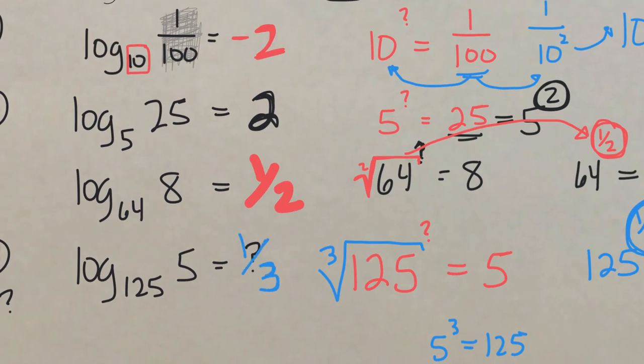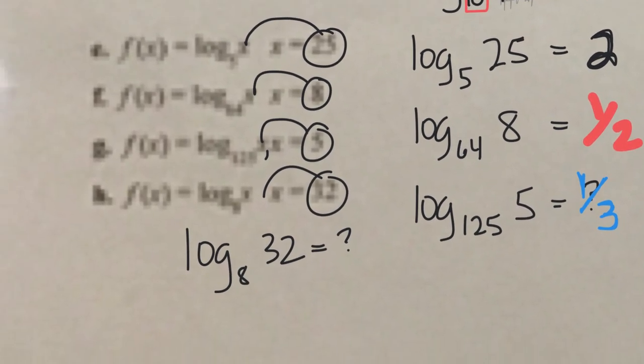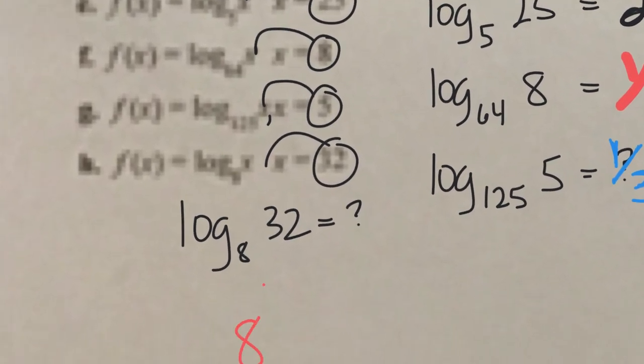So anytime we have a larger base, notice this base is 125 and your number is 5, anytime your base is larger, we're going to have a fraction for the answer. But what about with the craziness like over here on our last example, letter H? 8 to the what power equals 32. Now notice 8 and 32 really don't have any powers to itself. 8 squared is 64. 8 to the first power is 8, so it's going to be somewhere between 1 and 2, but let's figure it out.